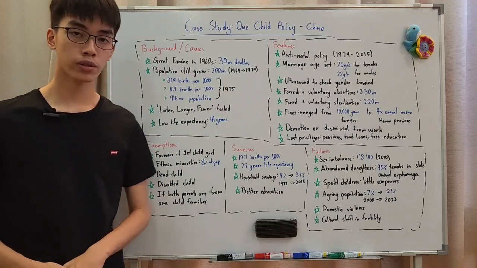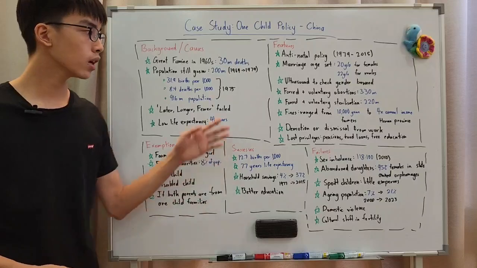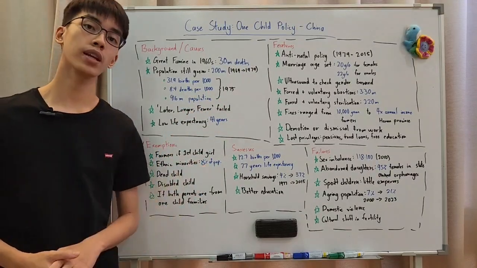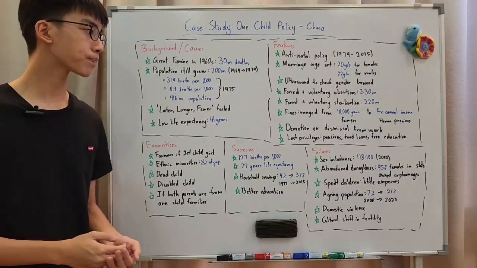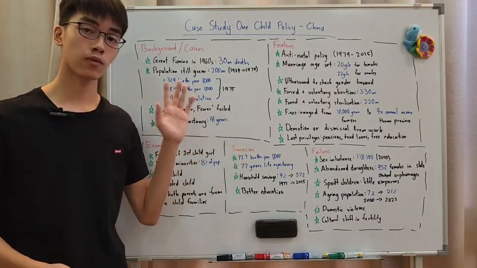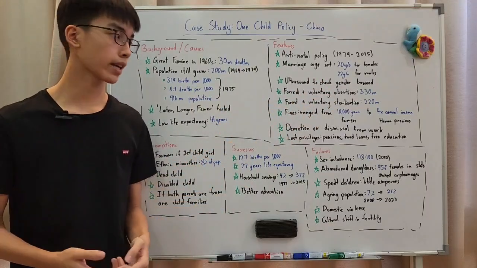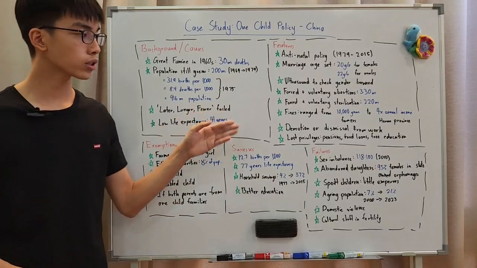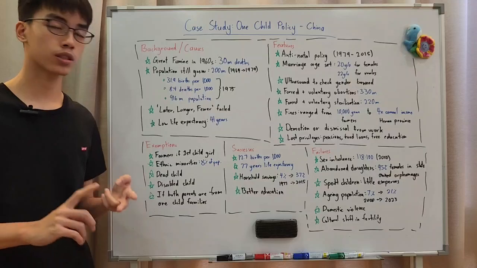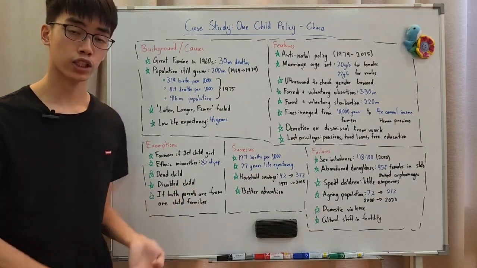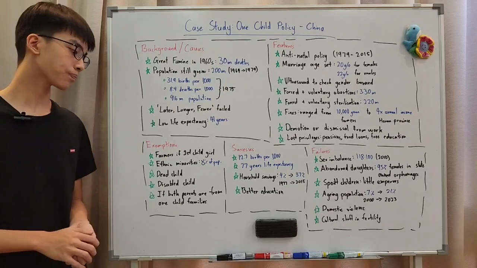There were also forced and voluntary abortions, a total of 330 million cases during the one-child policy, and forced and voluntary sterilization, 220 million cases, with more tubectomies than vasectomies, so more sterilization of women than men. There were also fines that ranged from 10,000 yuan for farmers to 4 times the annual income in provinces like Henan. There was demotion or dismissal from work, and there were also lost privileges. You lose your pensions, food loans, land, free education, financial bonuses, and other privileges of having one child.